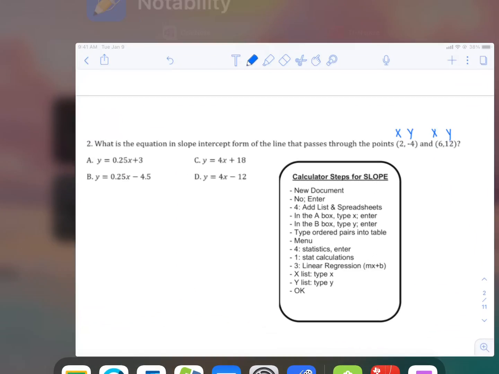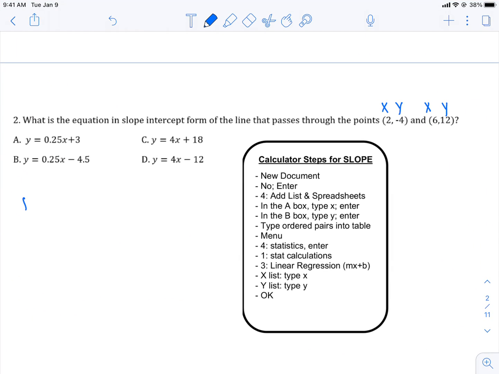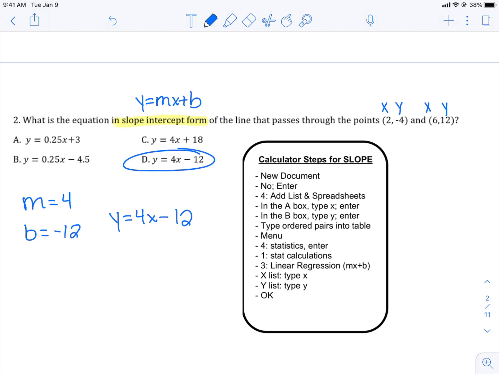So when we go back, my slope, m, was 4. My y-intercept was b, and it was -12. We want it in slope-intercept form. That is y equals mx plus b. So I plug it in: y equals 4x minus 12. I look, and that is answer choice D.